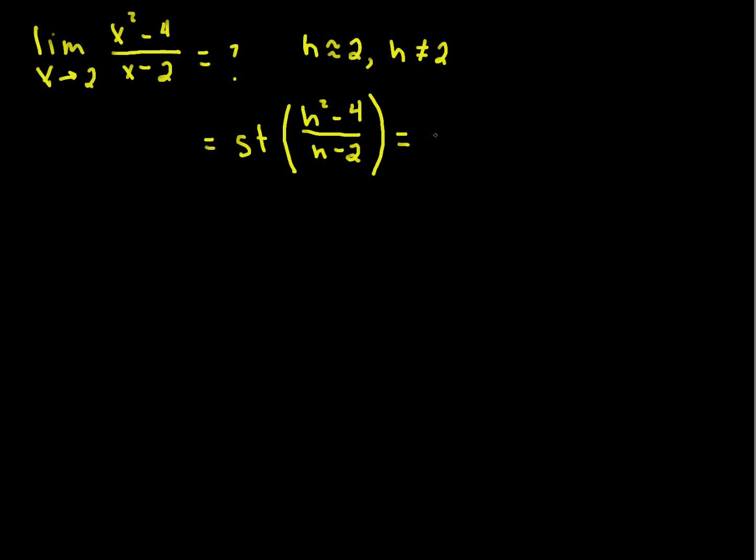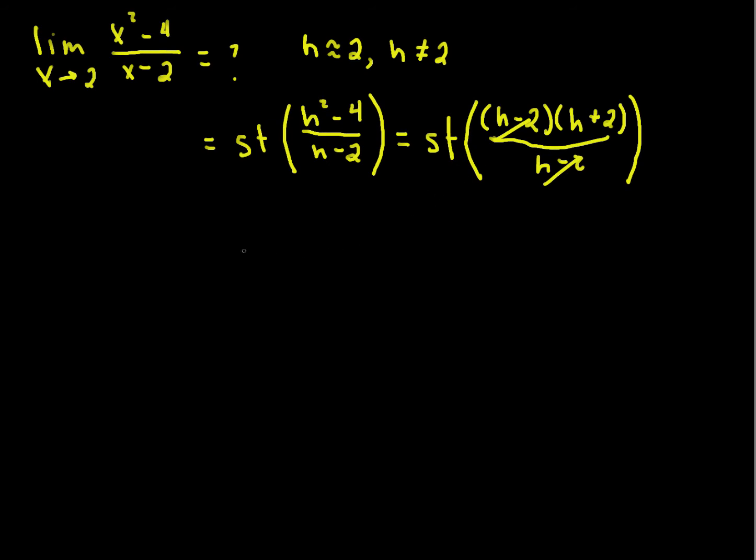No problem there. We've had lots of practice with standard parts. First things first, let's look at polynomials. So we should be able to factor it. And sure enough, it's h minus 2 times h plus 2 all divided by h minus 2. And look, we get some canceling out, right? Because the h minus 2 on the top and the h minus 2 on the bottom cancel. And so this is equal to the standard part of simply h plus 2. And now h is infinitely close to 2, so this is equal to 2 plus 2, which is 4.